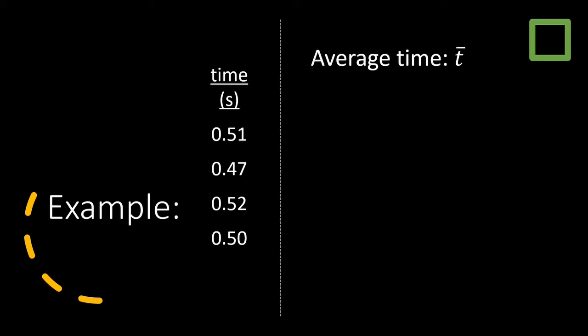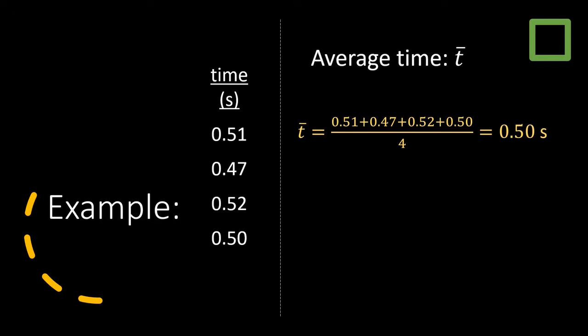Everyone knows how to calculate the average of several numbers. It's the sum of these numbers divided by their number. In this case, the average time is the sum of these 4 times divided by 4. And if you do the calculation, you'll find that it is 0.50 seconds. So I can say with confidence that the result of my experiment is that t equals 0.50 seconds.